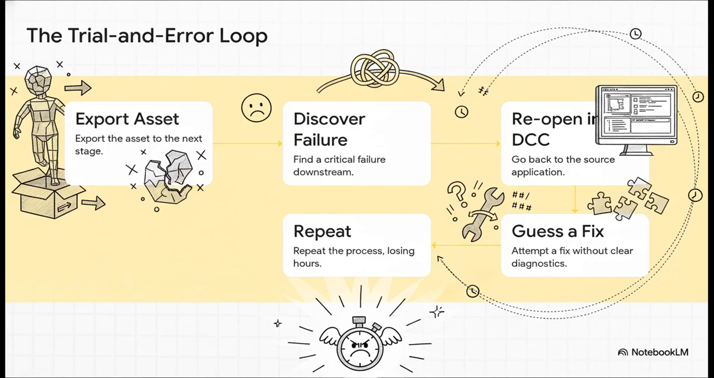So what happens? Well, it forces artists and technical directors into this painful, super inefficient loop. You export the asset, you see it fail in the engine, and then you're right back in your main 3D app just guessing at what might be wrong. You try a fix, you export again, and you repeat the whole process, just burning hours on what feels like a complete mystery. There has got to be a better way.